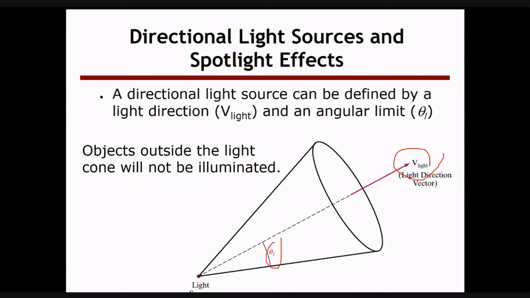And then what it says, objects outside the light cone will not be illuminated. So it's a simple example of a torch. Whenever you are in the dark, you try to turn on your torch and put that light on the surface. Whatever things you are able to see is based on this particular effect only. You are considering this thing that is a spotlight effect.